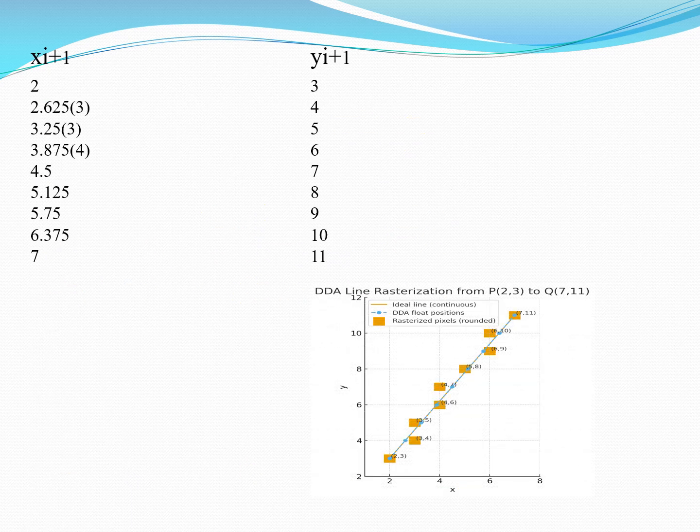These are the x i values. This is how we have to rasterize the line. I hope this is clear and it is simple.